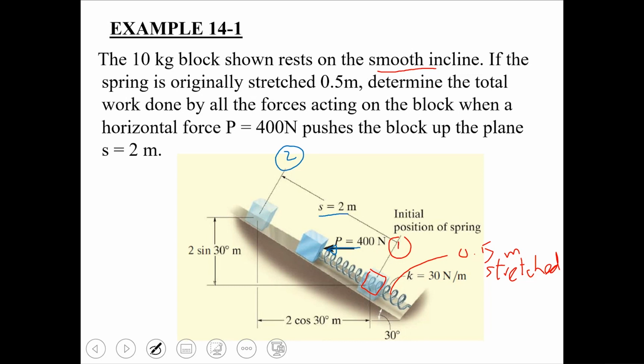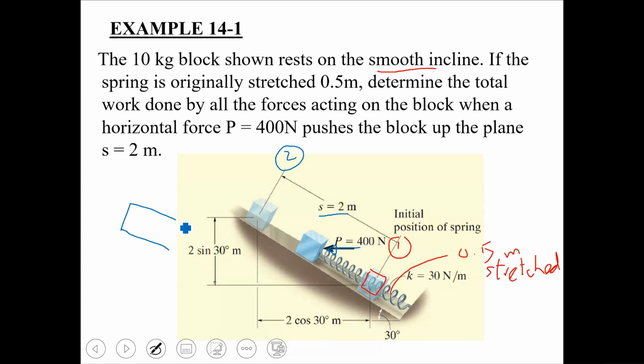You need to find out the work done by all the forces acting on the block as shown in the figure. Due to the application of this horizontal force P, the particle is going to move upward a distance of 2 meters. You need to find out the work done by all the forces acting on this particle. So starting with drawing the free body diagram, let us draw the free body diagram of this particle.